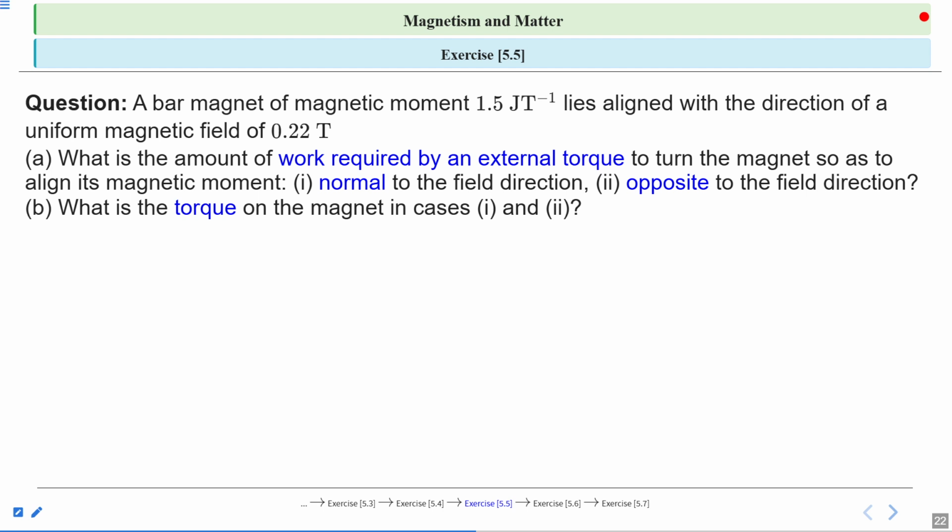And B part is, what is the torque on these positions? In case 1, normal to the field direction, and what is the torque when it is opposite to the field direction? Okay, so this question can be divided into two parts, A and B. And in A and B, there are also two cases. So I will give you some time to solve it or think about it.